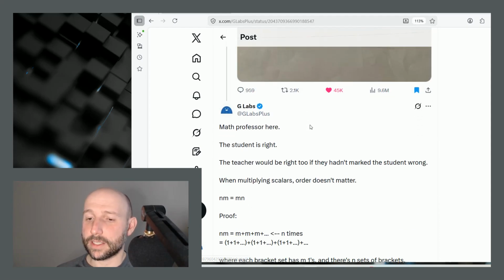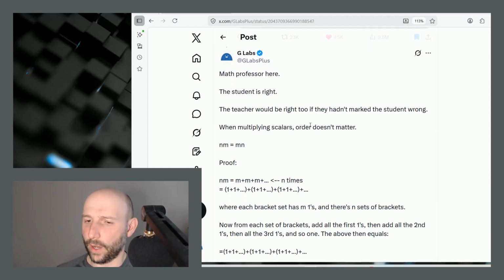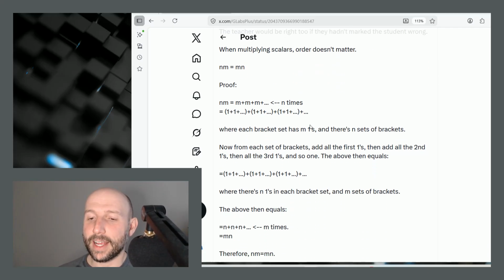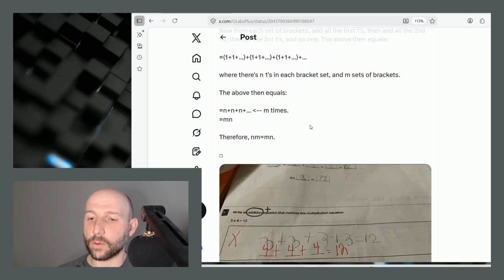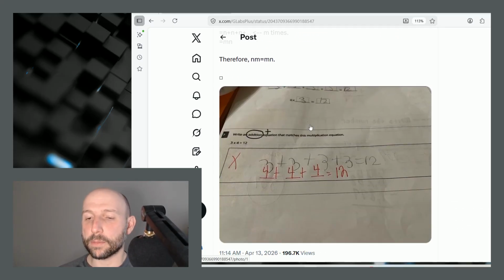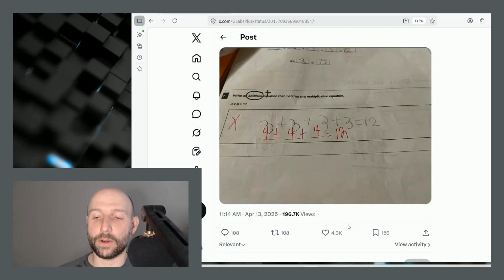Now, I commented saying that, well, both solutions are correct, so the teacher's solution is right as well, but the student should be marked correctly. And I gave a proof explaining why multiplication can be performed in any order. 3 times 4 is equal to 4 times 3, and it can be shown as 3 added 4 times and 4 added 3 times.